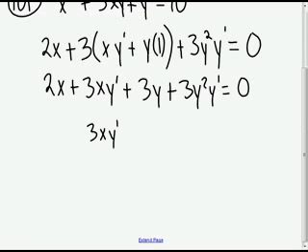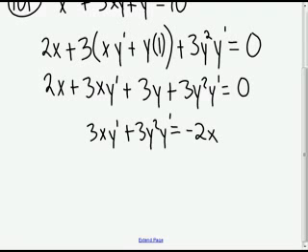Now, we'd like to do a little algebra on this to solve this for y prime. That's the derivative we're looking for. So let me start here by distributing that 3x plus 3x y prime plus 3y plus 3y squared y prime is equal to 0. Now we're going to take any term that does not have y prime in it over to the other side of the equation, and I'll leave the y prime terms on the left.